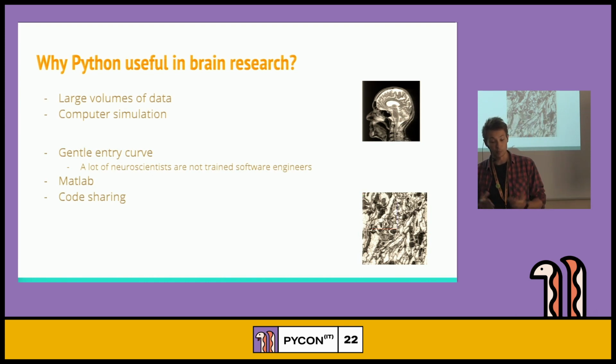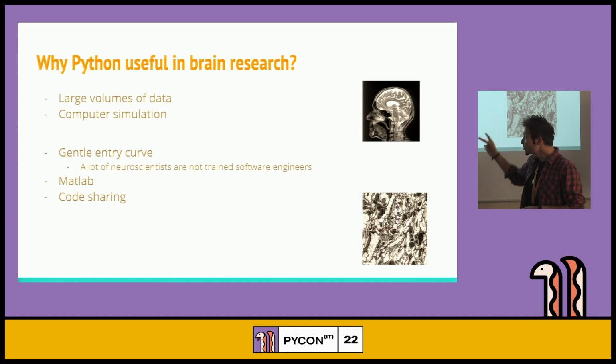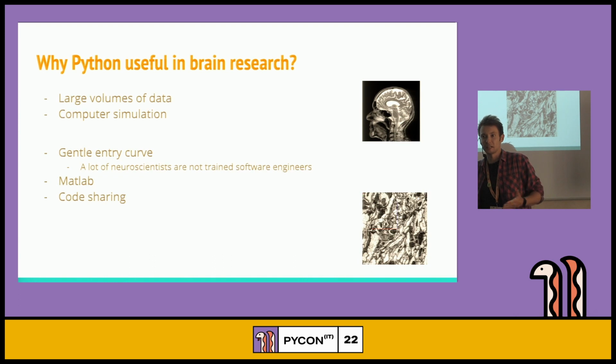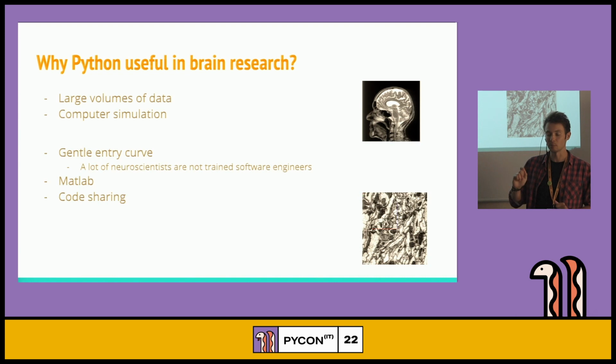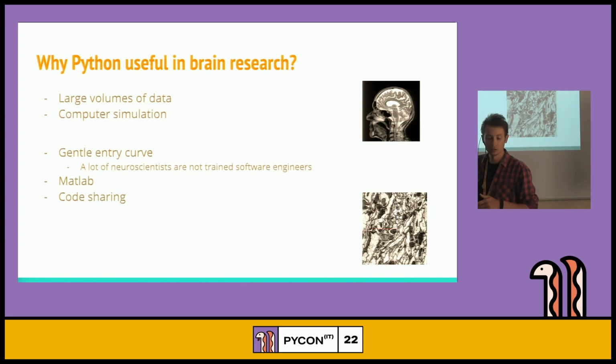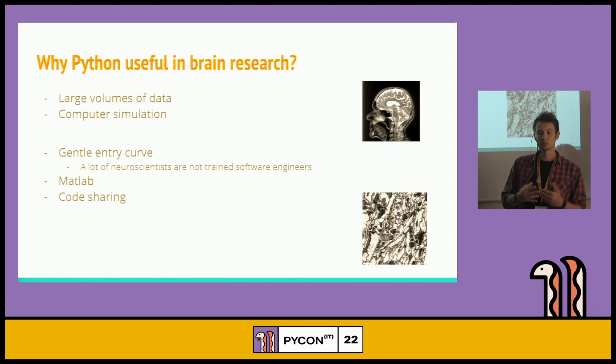Apart from that, we also run a lot of computer simulations to test our hypotheses in silico first before we start torturing animals and human subjects. But those first two arguments I could have thrown in for any technology, any programming language. So what is specific about Python that neuroscientists like? First of all, I'm sure that you will all agree that Python has a fairly gentle learning curve. And in neuroscience, a lot of people are not skilled and trained software engineers. They come from various backgrounds like psychology, biology, physiology, etc.